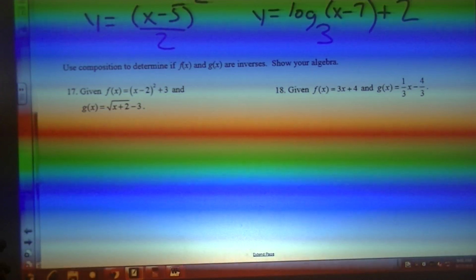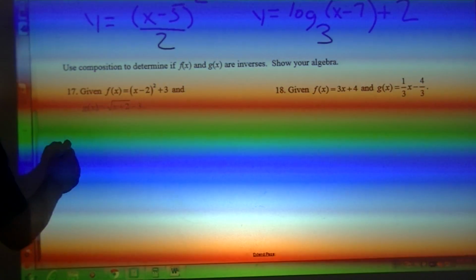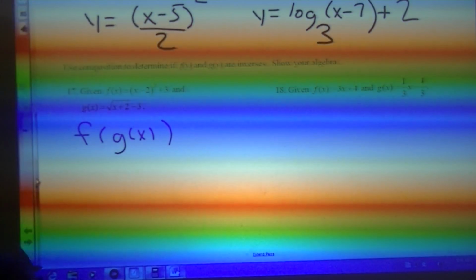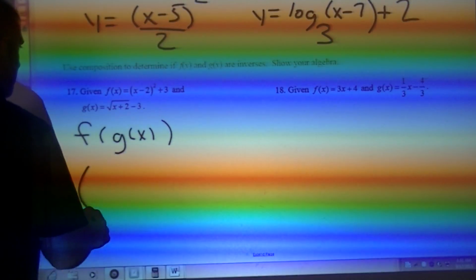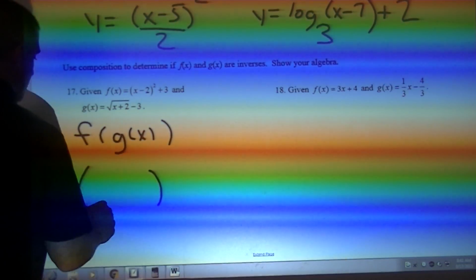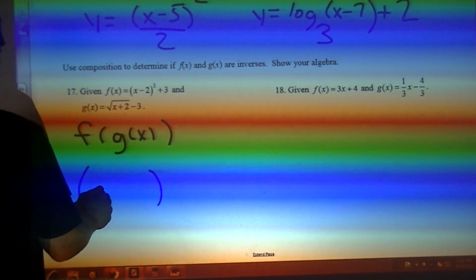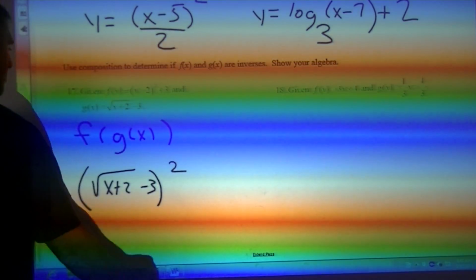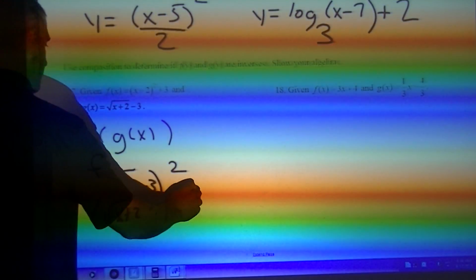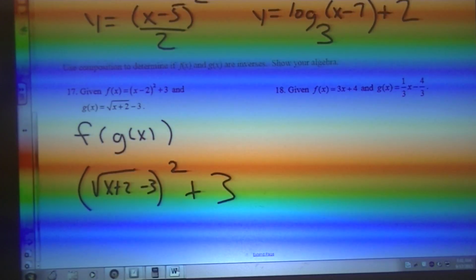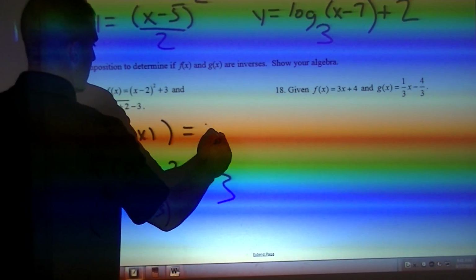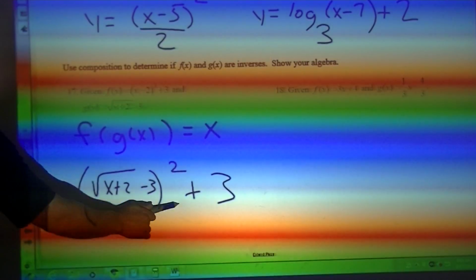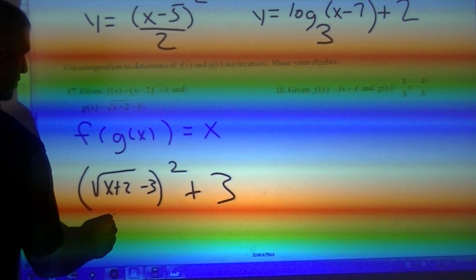Use composition to determine if they're inverses. So here's what they want you to do. They want you to do f of g of x. So I want to start with f. I want to put a set of parentheses where x is. So I got square root of x plus 2 minus 3 squared, plus 3. Now the goal is, in order for this to be an inverse, that has to happen. And as you can see here, this is going to get very complicated. This is not clean, so this answer would be no.